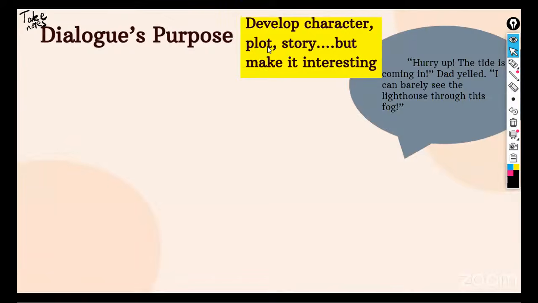It is to build interest, but what's the information it's giving you? Isn't it telling you where they are? Where are they? They're on the beach, right? So it's telling you where they are. And is it telling you what the weather is like?